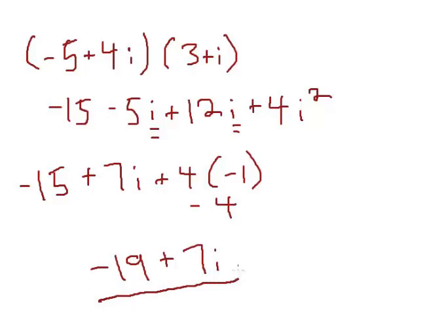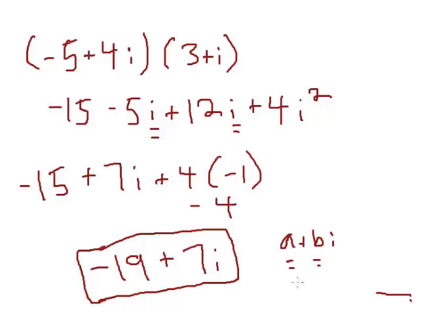It doesn't really matter. But either way, this is the best we can do, because there's really nothing else we can do at this point, because we can't combine them. We've got 7 with the i, and we've got negative 19, which is a regular number, and that's how we would leave our answer. This is what's called a complex number, which is sometimes written as a plus bi. In other words, some regular number plus a number that's a coefficient of i.